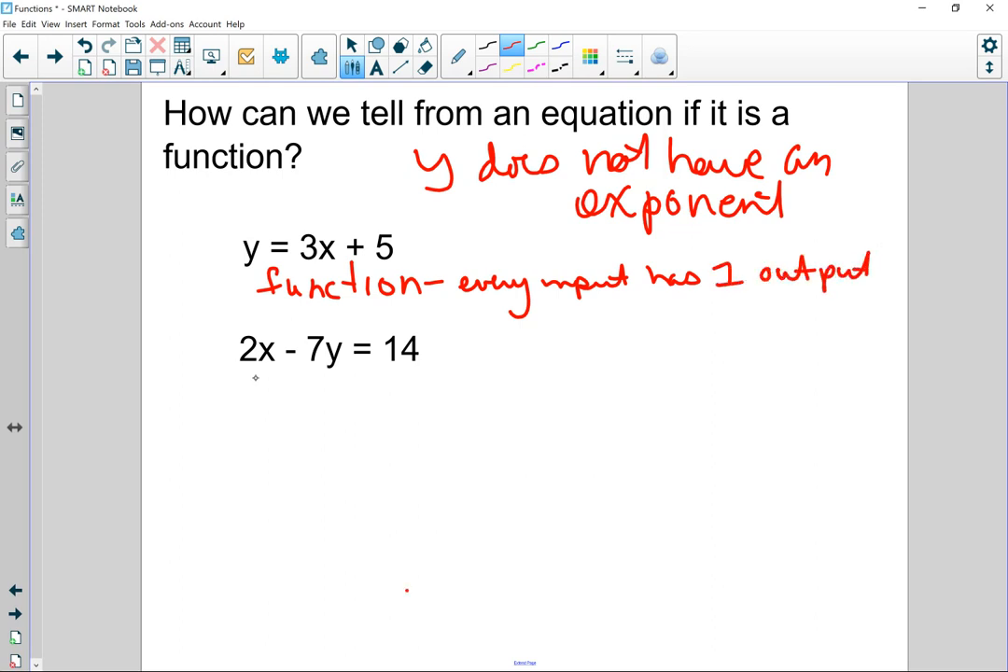And then if we look at our second equation, y still? Because remember, this is a coefficient, not an exponent. Exponents are those little numbers. So this is still a function. Every input has one output.